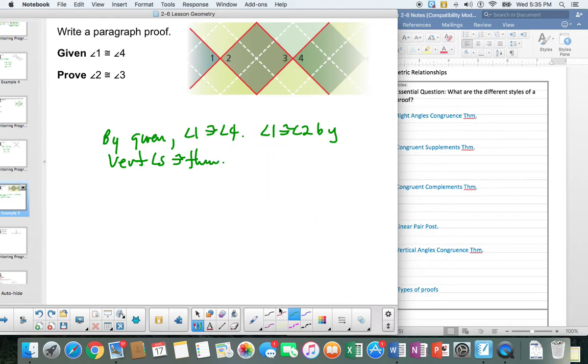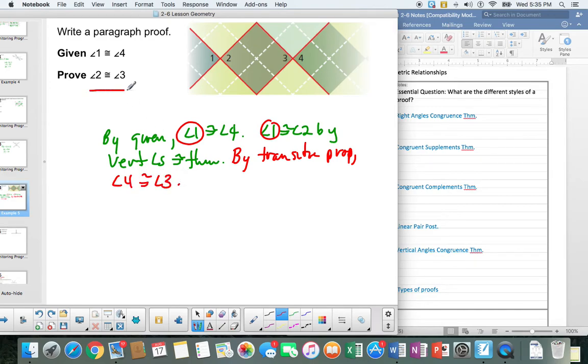And I can see this connection with angle 1. So by the transitive property, angle 4 is congruent to angle 3. Now that's not what I want to prove yet, so I got to keep going. Let me say that angle 3 is congruent to angle 4 by the vertical angles theorem.